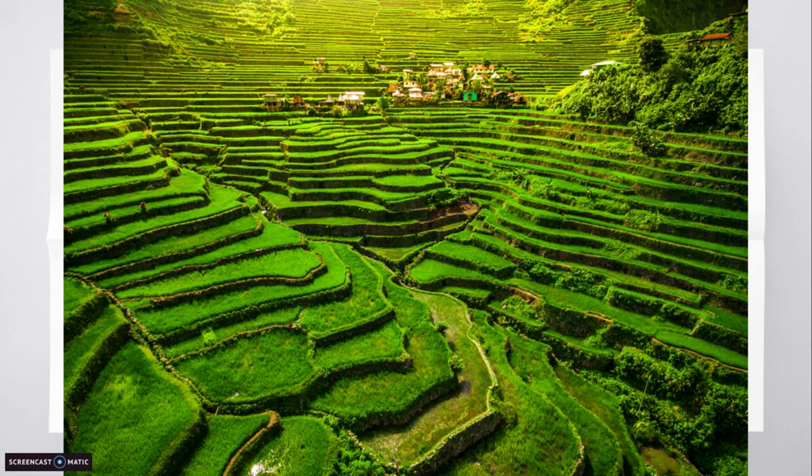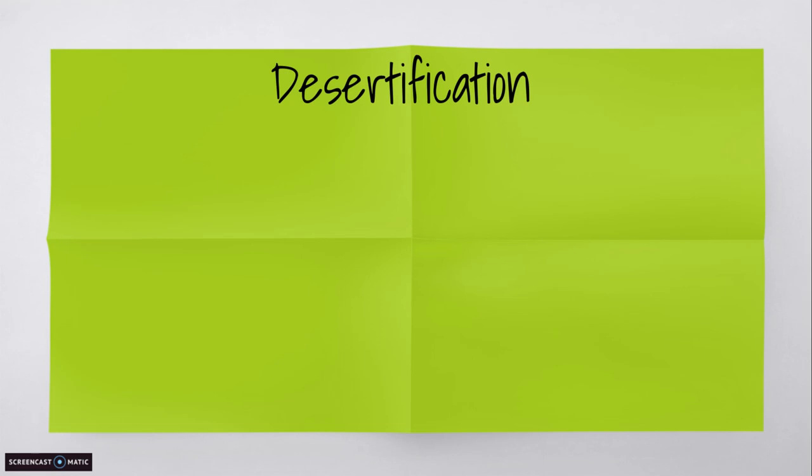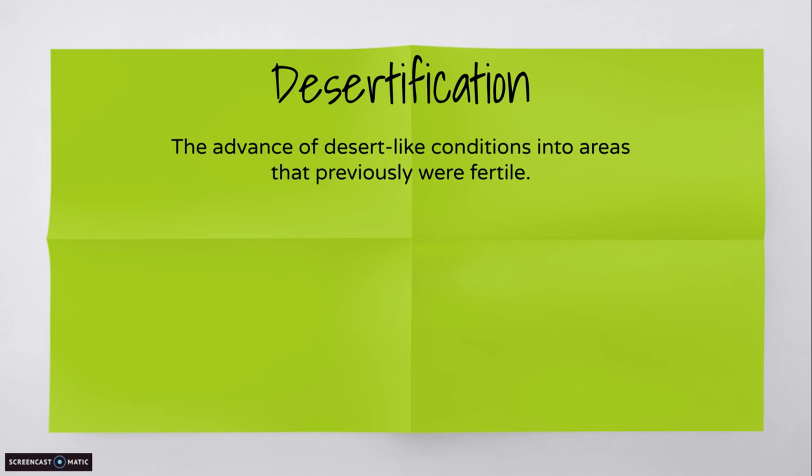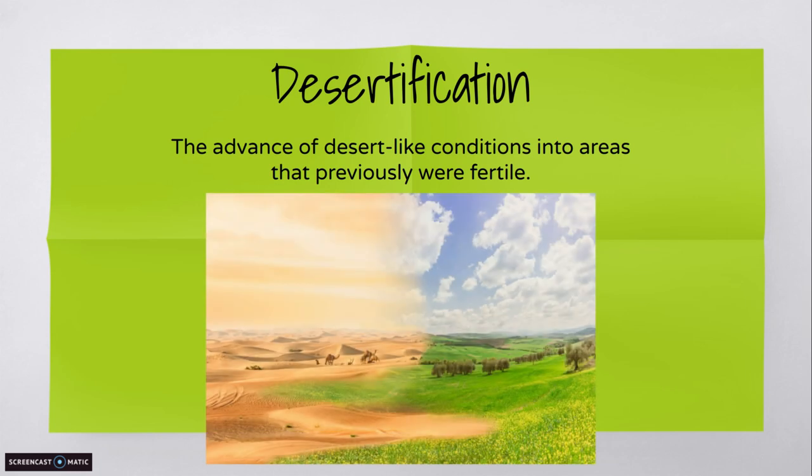hilly areas. All right. So what's another consequence of poor soil management? It's what we call desertification. Desertification is basically the advance of desert-like conditions into areas that previously were fertile. And this can happen if the soil in a once fertile area gets depleted of its moisture and its nutrients.